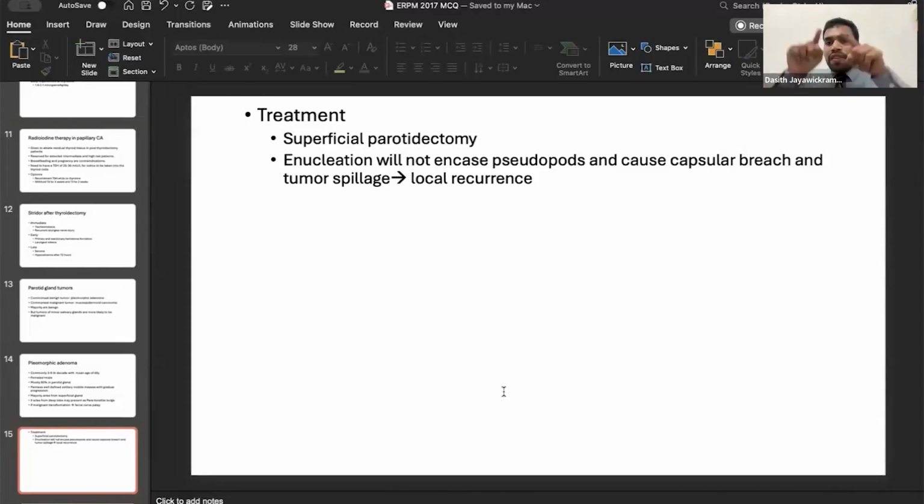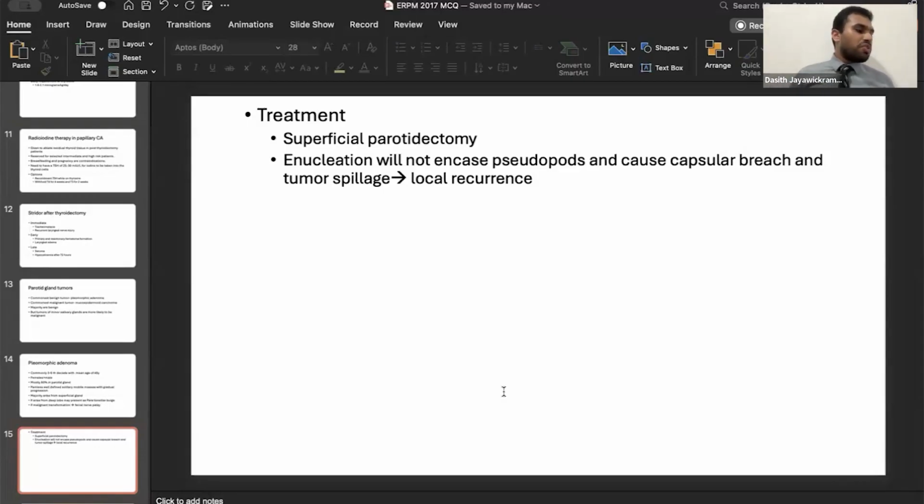So if we do enucleation in this pleomorphic adenoma, if you look at the histology, there are slight pseudopods forming, like pseudopods. You know what pseudopods are, right? They form in the margins. So if we enucleate it, we will go through these pseudopods. Now, if we go through these pseudopods, there will be tumor spillage and there will be incomplete resection. So this can cause local recurrence again. So enucleation is no longer the treatment for pleomorphic adenoma. It is conservative superficial parotidectomy. Okay, so that is false.